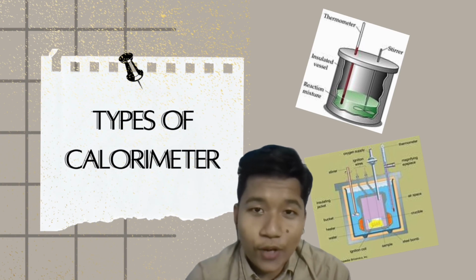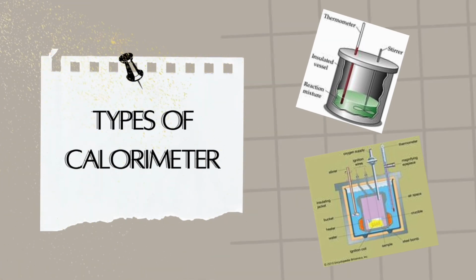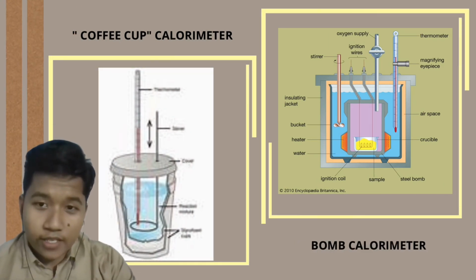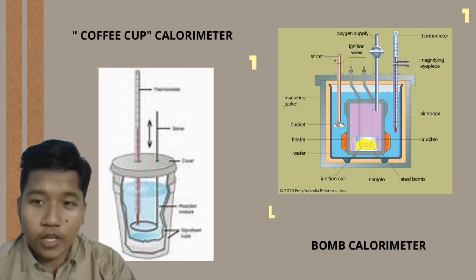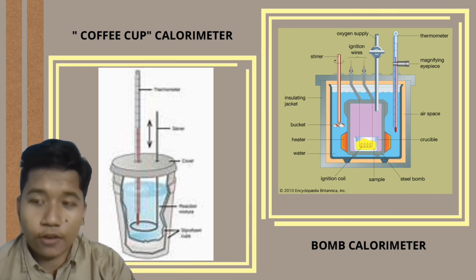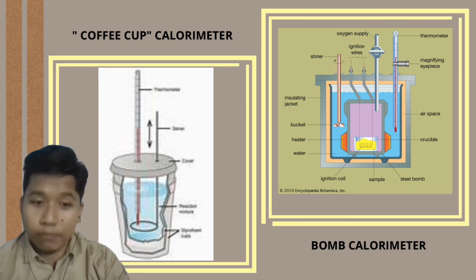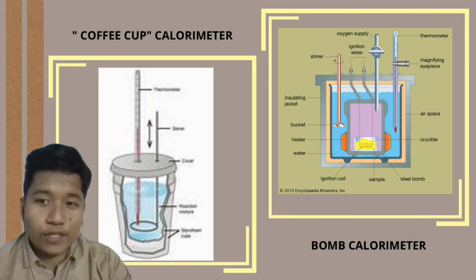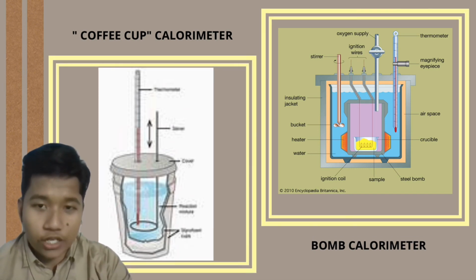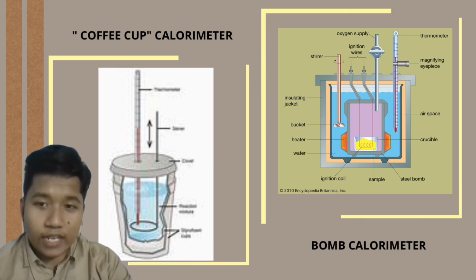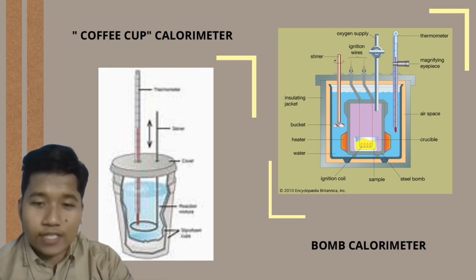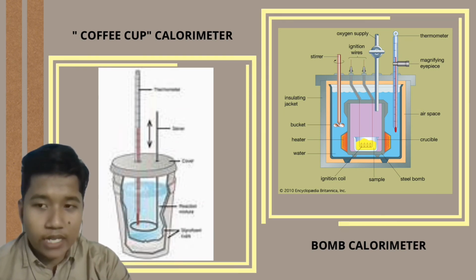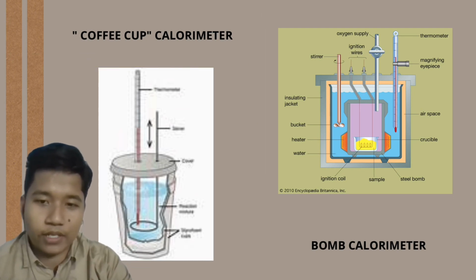Next, we are going to look at the types of calorimeter. There are two types, and we are going to look at this picture. The first picture is a simple calorimeter, also known as a coffee cup calorimeter, and we use it to measure the heat flow of a chemical reaction or physical change, which is the energy transfer that takes place. The second picture is a bomb calorimeter, used to measure the thermal energy released when a substance burns.